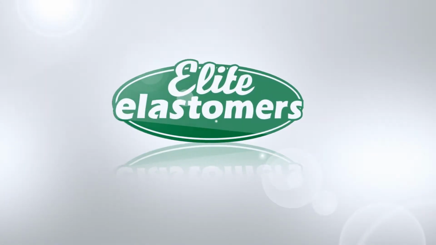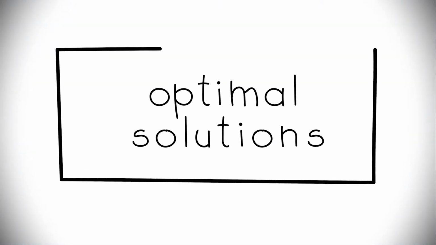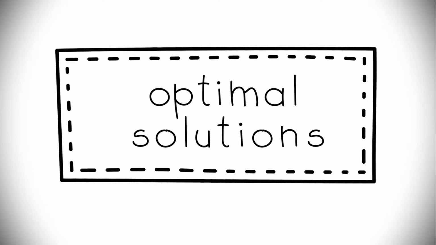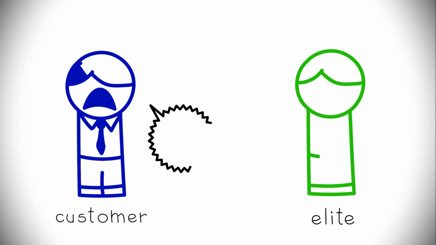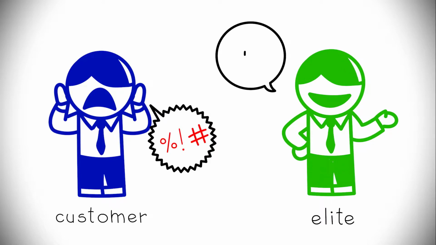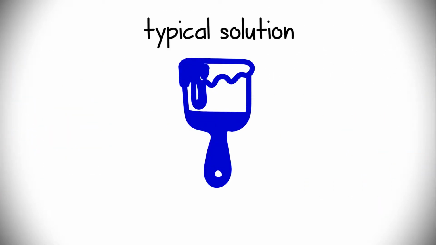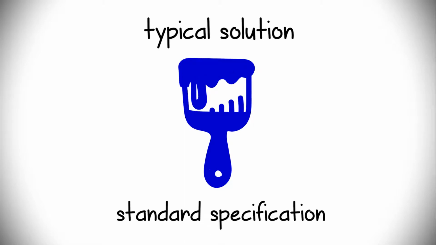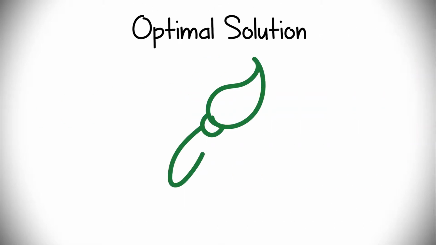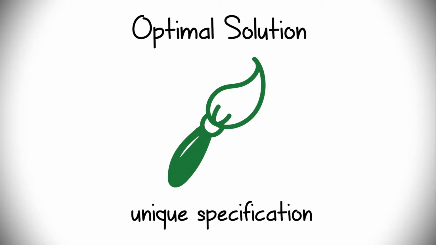The most critical facet of Elite's business model is our approach to finding optimal solutions. We know the importance of asking the right questions before a compound can be fully developed. Whereas a typical solution in rubber compounding may meet a standard specification, an optimal solution is an enhanced design, resulting in superior materials that meet a unique specification.